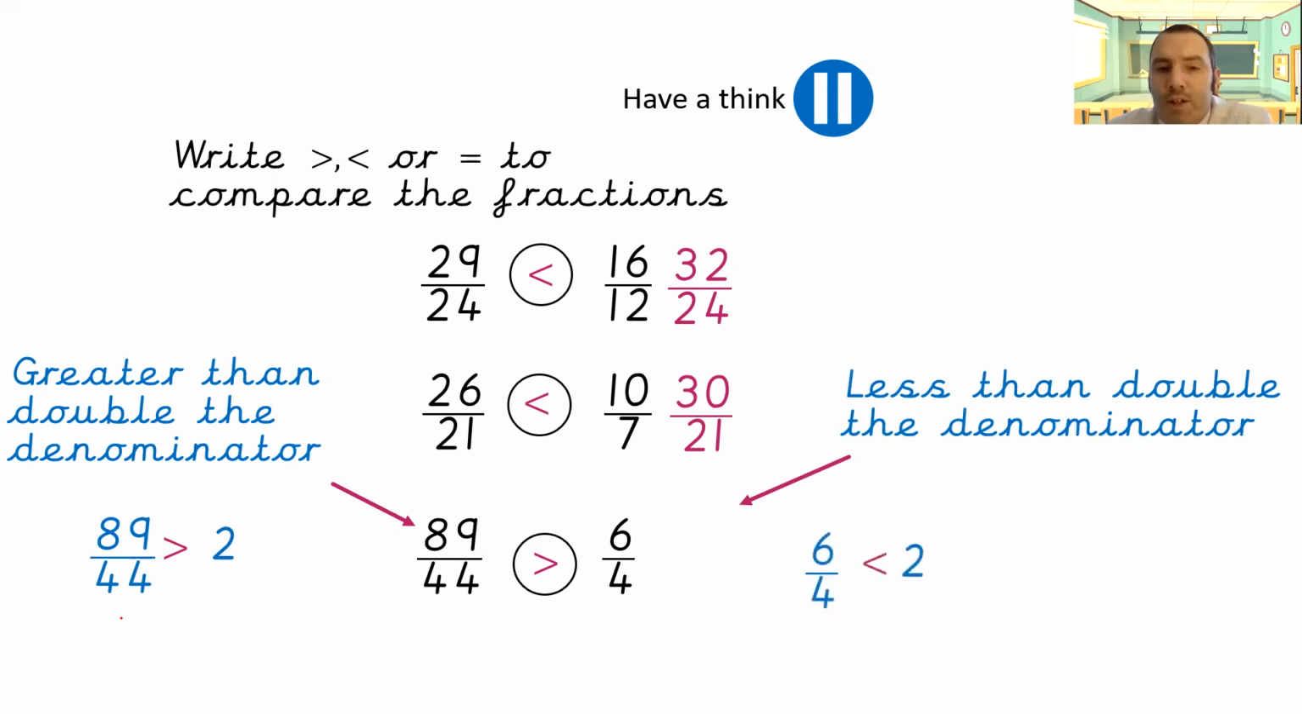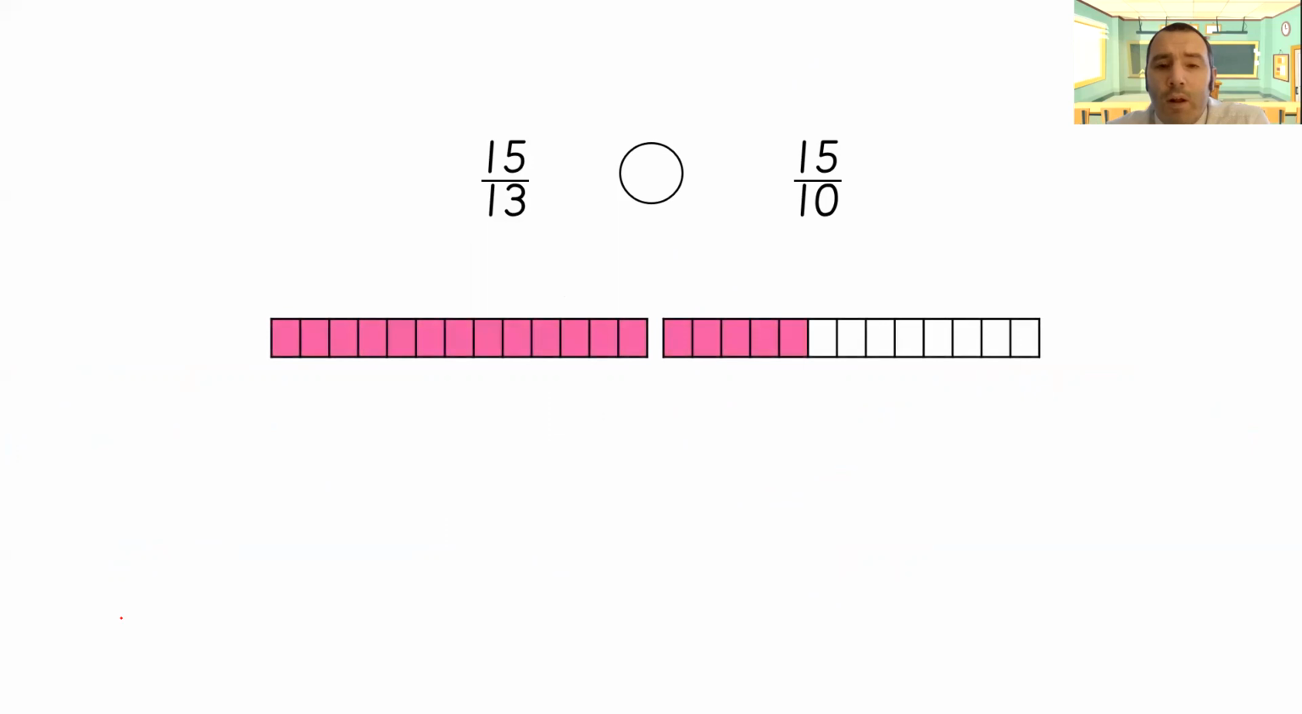We can always use the multiplication method just to double check that what we've looked at and what we've observed is correct. But this is another way of comparing our fractions. If we've got big fractions with, for example, 89 over 44, we don't have to go into complicated calculations. We can have a look at the relationship between the denominator and the numerator. So let's move forward. I've got 15 thirteenths and 15 tenths.